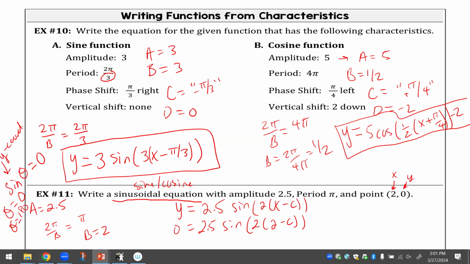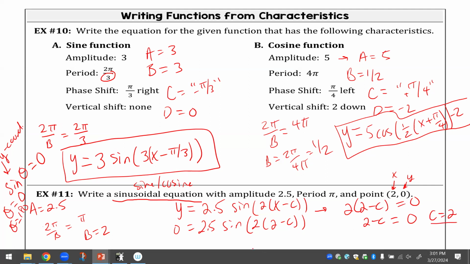Okay. So we're going to set our 2 times (2 minus c) equal to 0. If you want to set it equal to 180, don't let me stop you, but be mindful it's in terms of pi, so instead of 180, you'd be setting it equal to pi. But we're going to set it equal to 0 because why do something harder? So I'm going to take 2 times (2 minus c) equal to 0, which leaves me with 2 minus c equals 0. So c equals 2.